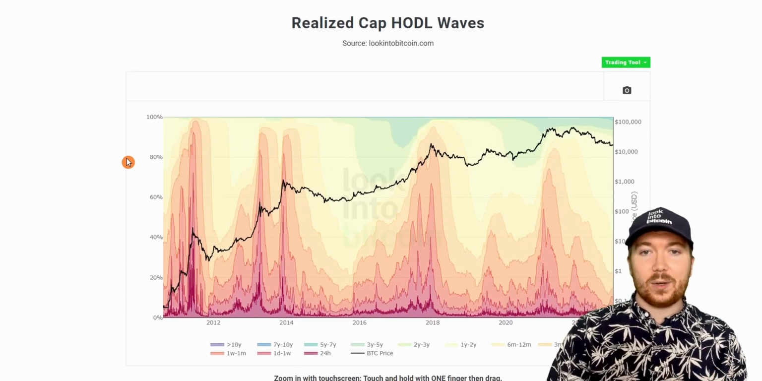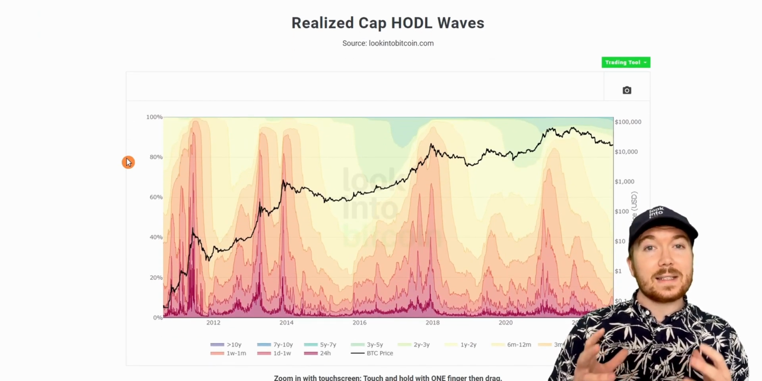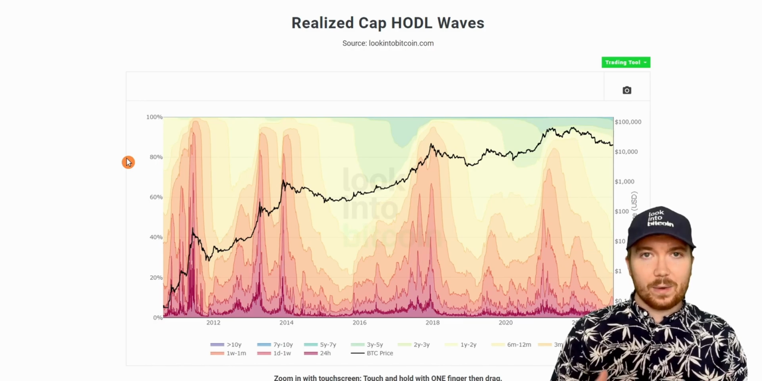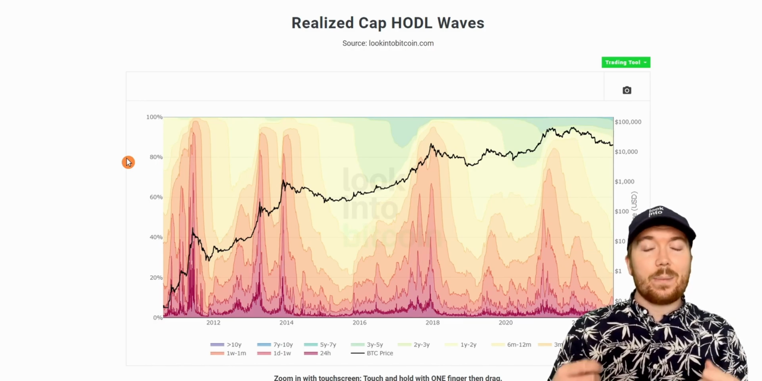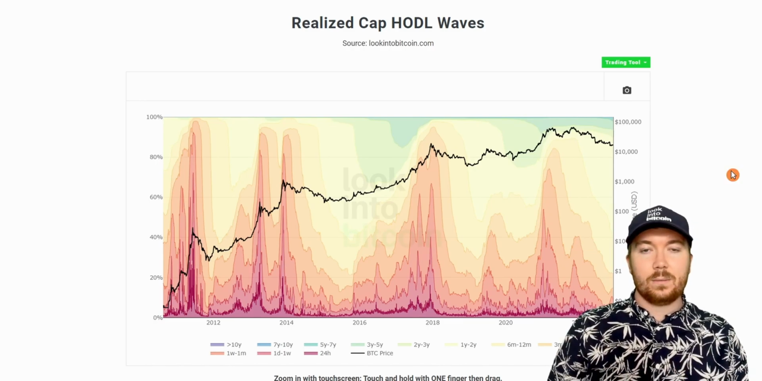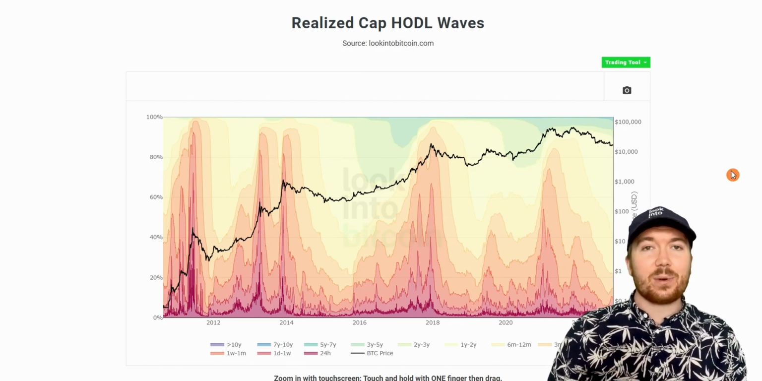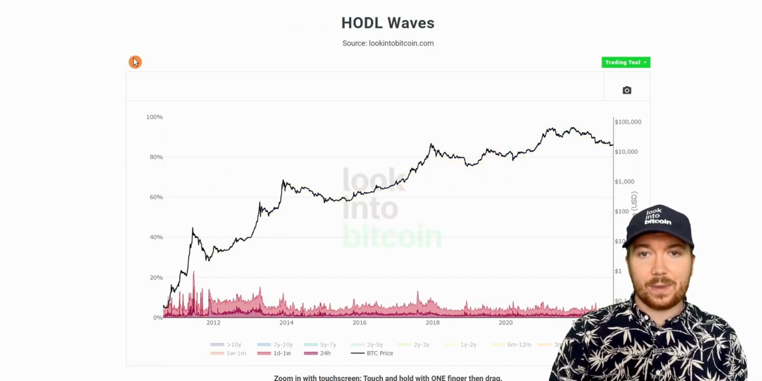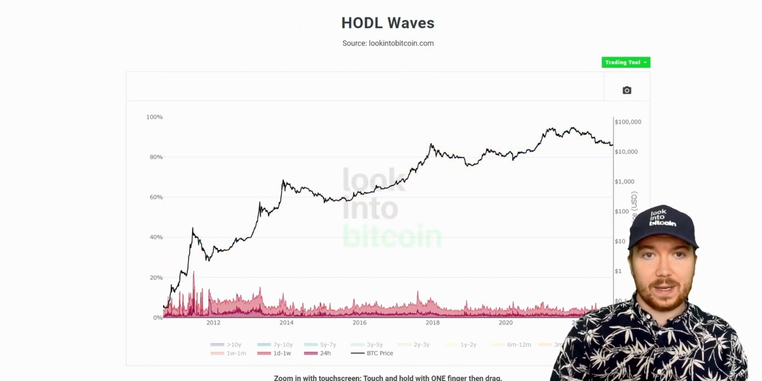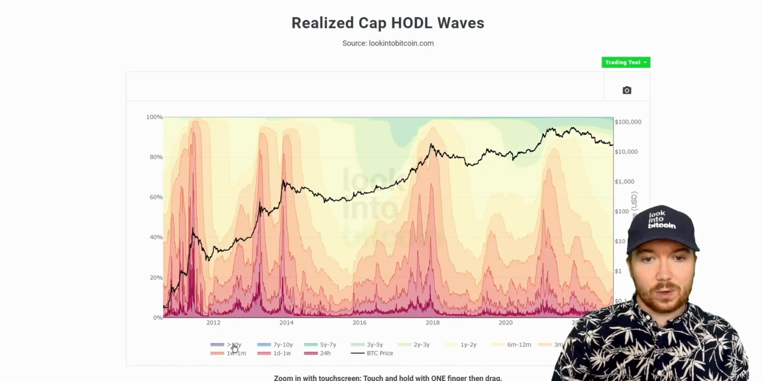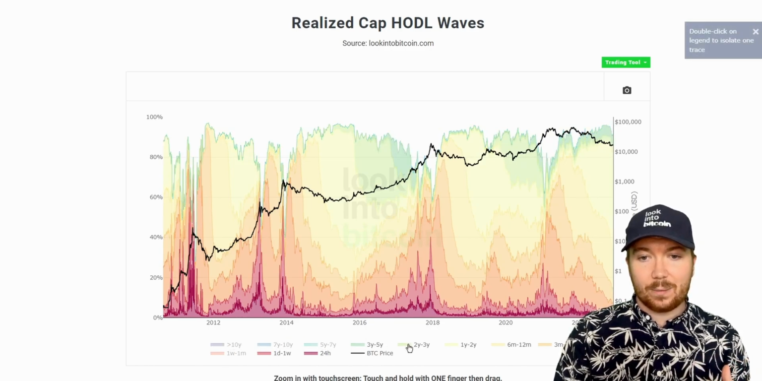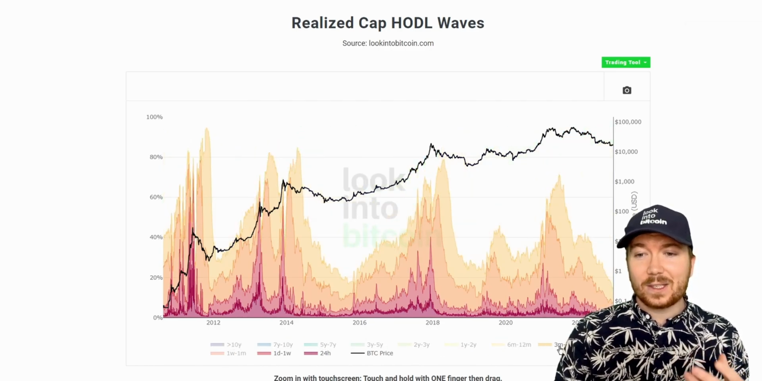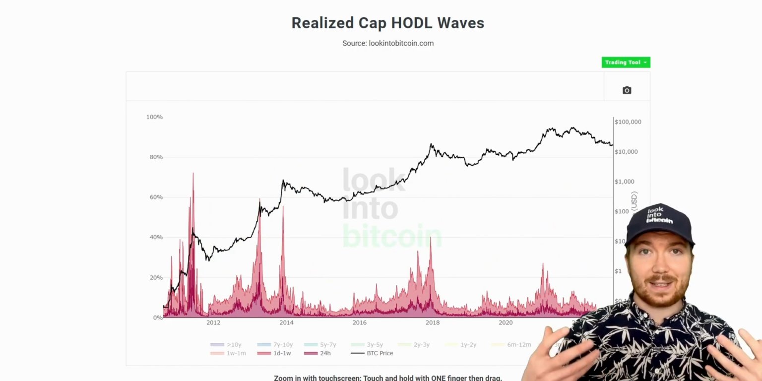But the realized cap HODL Waves is similar to the HODL Waves in that it's looking at the amount of wallets on the network holding an amount of Bitcoin, judged by the amount of time they've been holding that Bitcoin. But this is then taking into account the average price of accumulation for each of these bands. So we can see here, if we just compare them, the HODL Waves and the realized cap HODL Waves, if I just isolate that again to the 1 day to 1 week and the 24-hour bands, we can actually see there's a fairly substantial difference in how these waves are actually being portrayed.